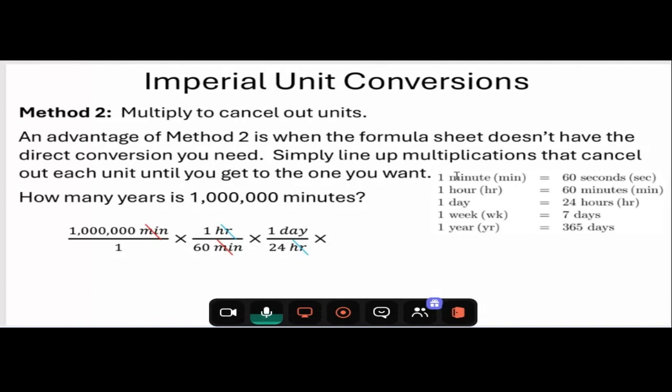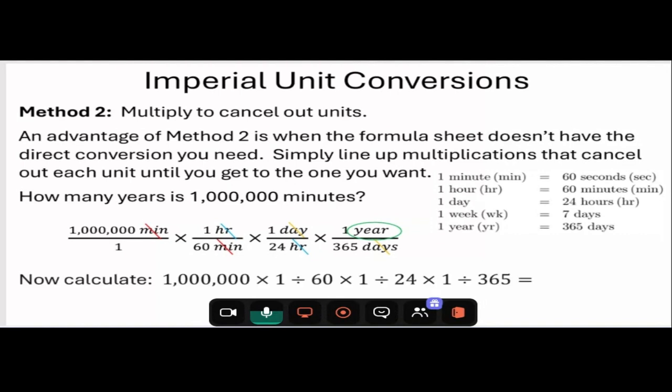Keep going. 7 days in a week doesn't help me. 365 days in a year. 1 year is 365 days. I put the days on the bottom because now the days cancel out. So you see how handy this is. Instead of setting up 3 different ratios, you can just line these up and be very confident that you're doing the right multiplying and dividing. Now I have the units I want, years.